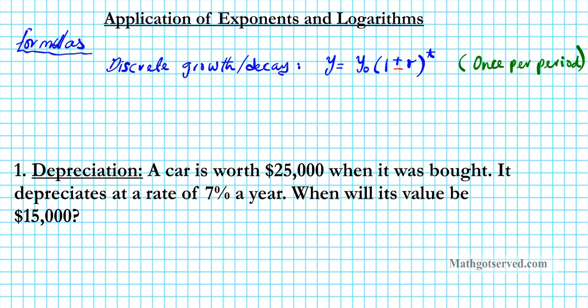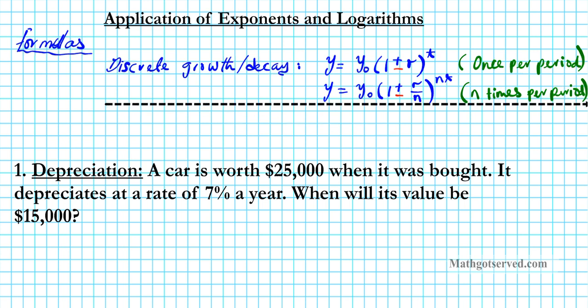But if it's compounded more than once per period, the formula is going to be y equals y sub 0, the original amount, times 1 plus or minus, plus for growth, minus for decay, the growth rate over the number of times it's compounded in that period, raised to the nt, because n comes before t. This is the formula if it was compounded n times per period. These are the formulas for discrete growth and decay.